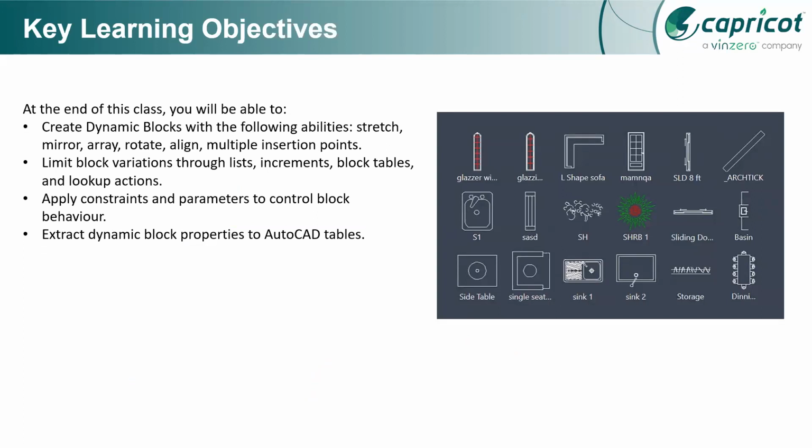Key learning objectives, what you are going to learn by the end of the session: dynamic blocks. We are going to understand how the parameters work in the construction field. What are the limits of block variation if you utilize increment values, or a block in a table, when you want to do a lot of actions inside a block, and how you are going to do it. Then the third one is a lot of constraints and parameters so that we have better control on our blocks and their behavior.